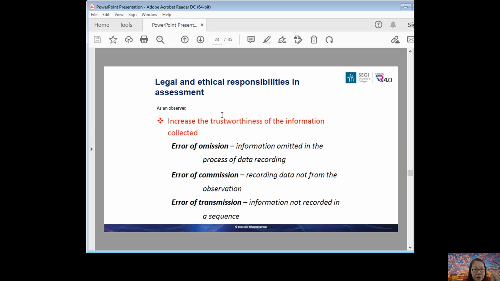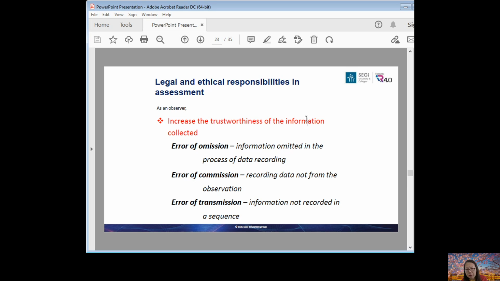So as an observer, there must be trustworthiness in the information you gathered. The observation that you recorded must be trustworthy. That means, is what you have recorded correct? There may be three areas of errors. One is omission. What is omission? Information omitted in the process of recording. Maybe you're writing, and then you forgot, so you miss out one point. That is omission.